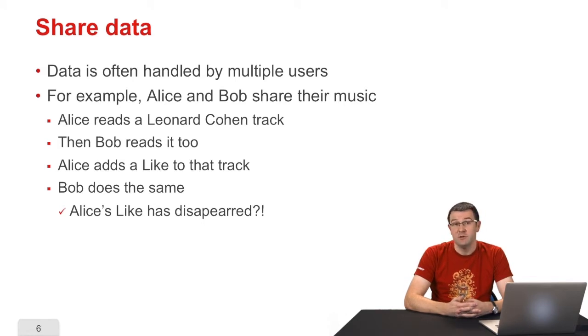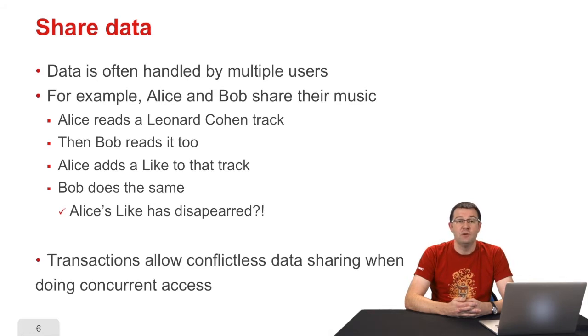What happened is that when Bob opened the piece, Alice's like was not there yet. When he added his like, it was the only one, and when he closed and saved the piece, only his like appeared. And Alice's like disappeared. It has been crushed. In order to avoid those problems, databases will define what we call transactions, which are operations that guarantee this kind of problem won't happen.